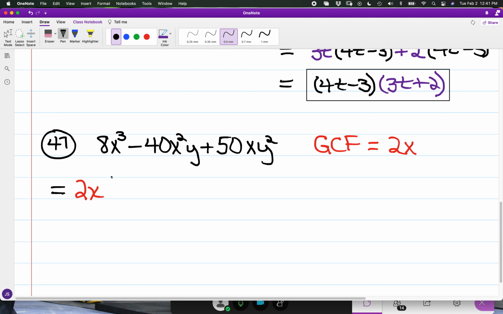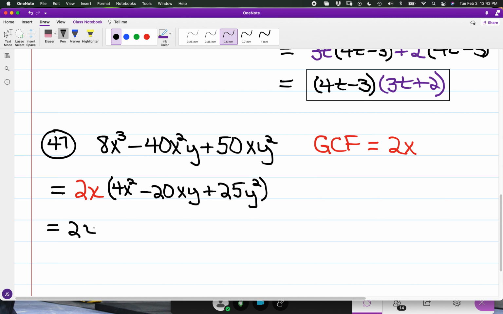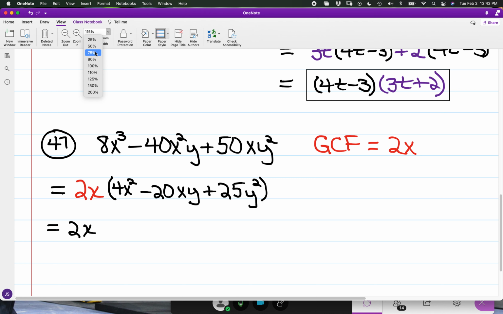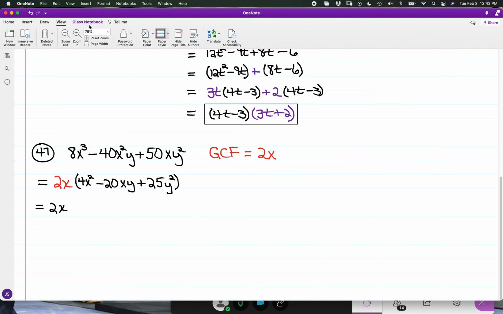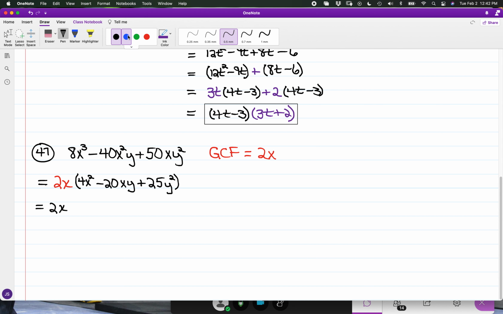So 2x will go into 8x cubed 4x squared times, and it will go into negative 40x squared y, so you have negative 20. And so we have a degree in x left over times y. And 2x into 50xy squared, so we have a positive 25y squared. So we're going to be forming factors from this trinomial. And 2x is going to be waiting on standby, just kind of moving to the side here, so looking at factoring this trinomial.